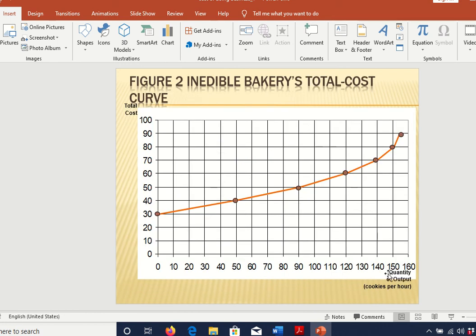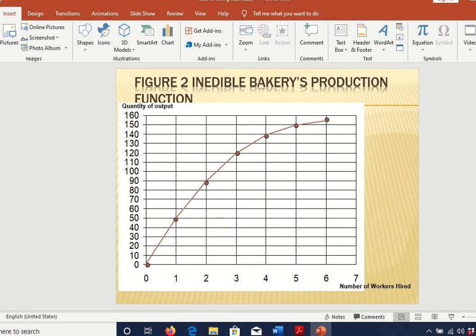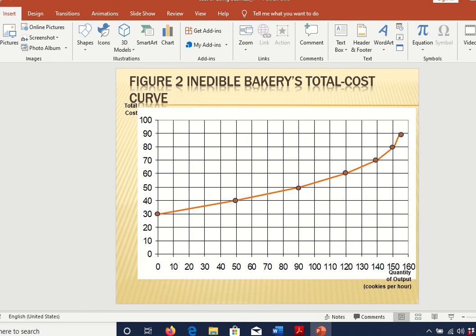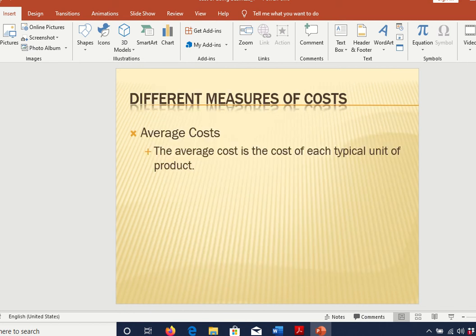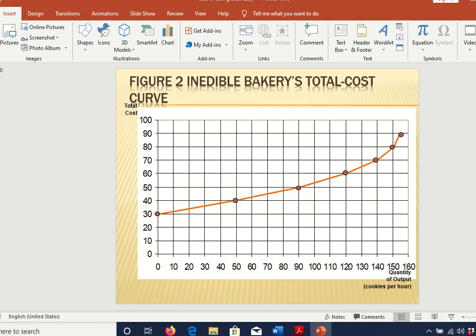With the total cost, the horizontal axis is the quantity of output, whereas with the production function it is the amount of input. So we have to be quite careful here. This is a typical looking total cost curve. It is upward sloping. What that means is the more output we produce, the higher the total cost, which should make sense, right? The more output we produce, the more inputs we use, so the total cost increases.